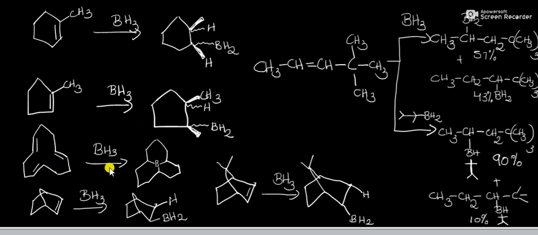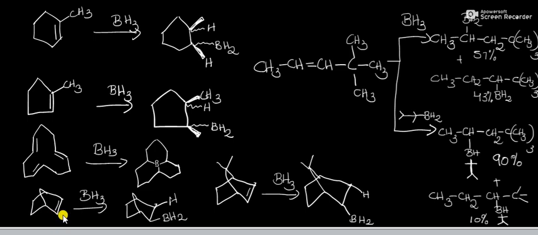Another example is here. This is a compound having three multiple bonds. When BH3 adds to this compound, there is a possibility of an intramolecular hydroboration reaction. Then finally we get a compound like this. Another example is here.